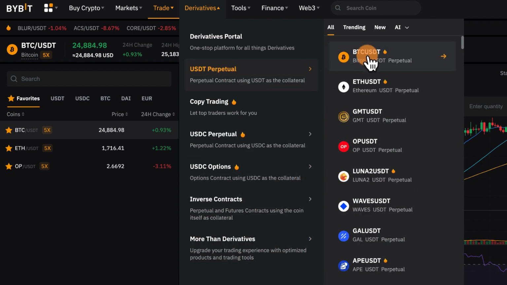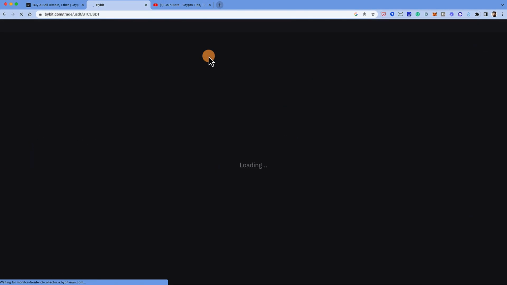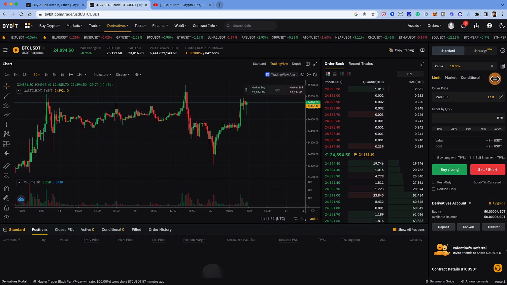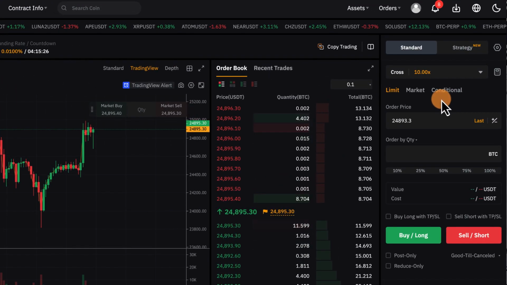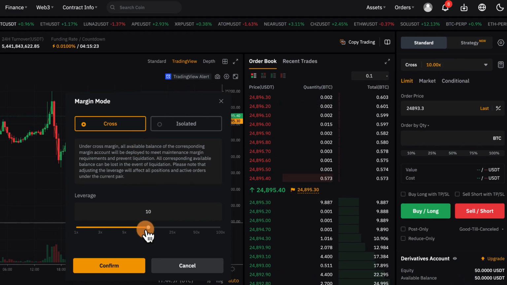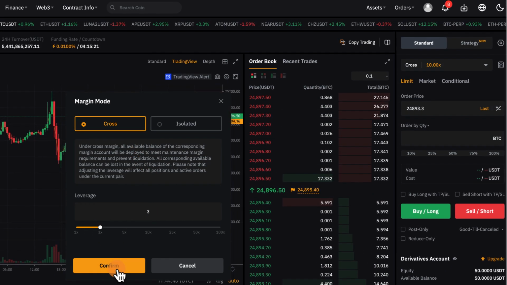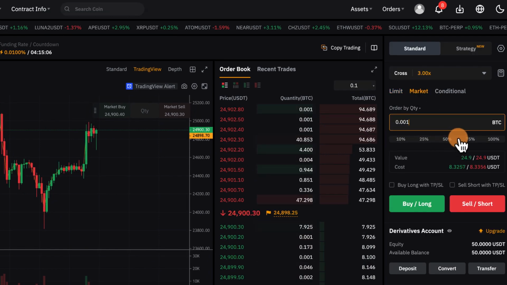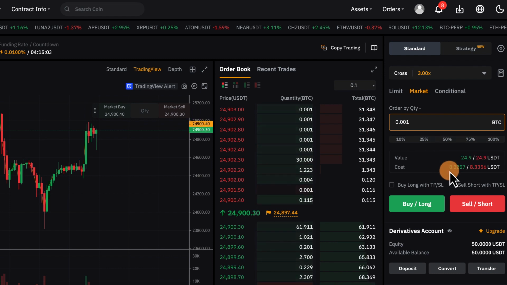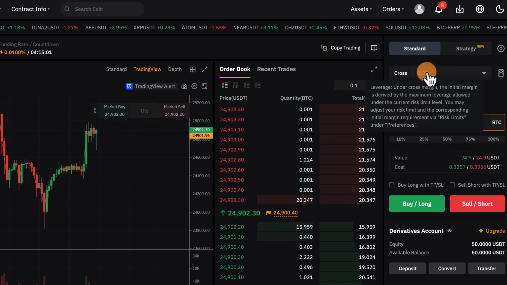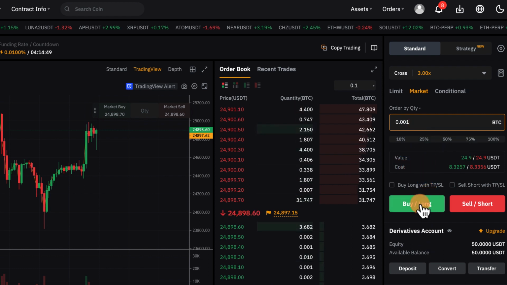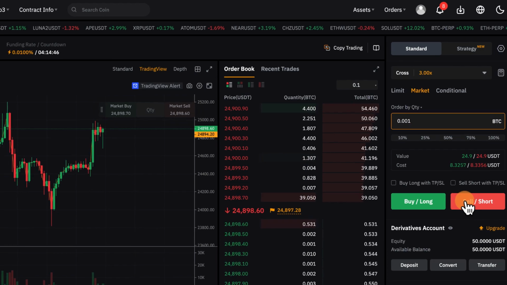And what we'll do is we'll go to BTC USDT, right? And we'll open a long or short trade, okay? Now what we want to do is we want to open a trade, and what we'll do is we'll change our leverage to, let's say, 3x, click on confirm, and we will open a market order, right? So basically the cost of opening this trade is about $8, but since we are using 3x, our trade size is $24.9. Now once we are ready, we can simply click on buy long or sell short depending on what you really want to do.